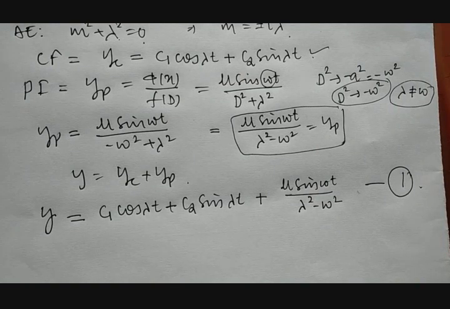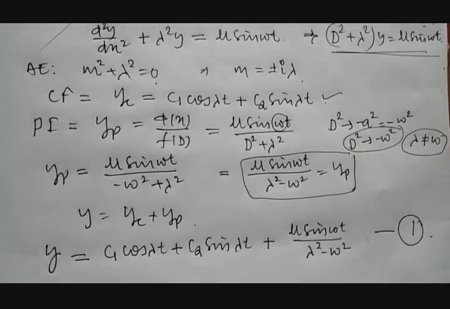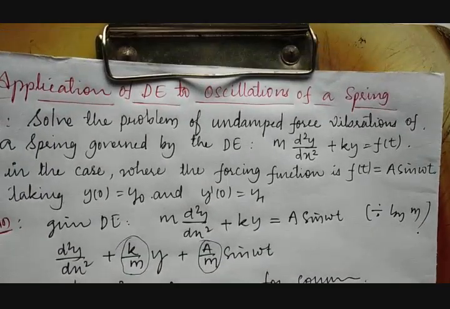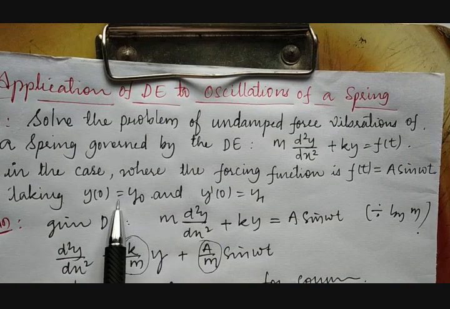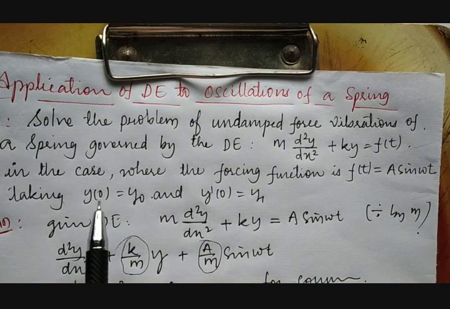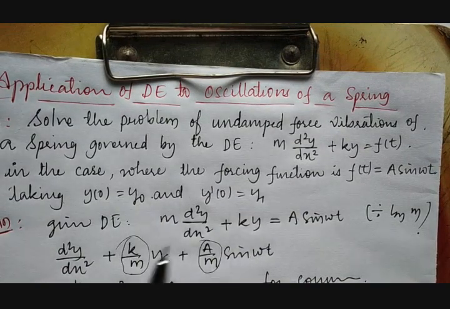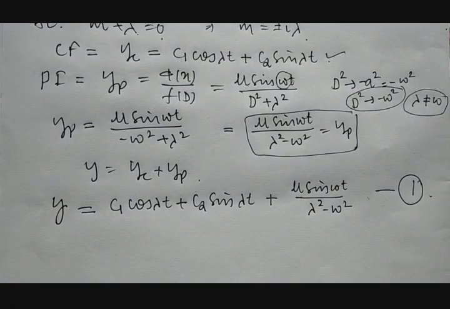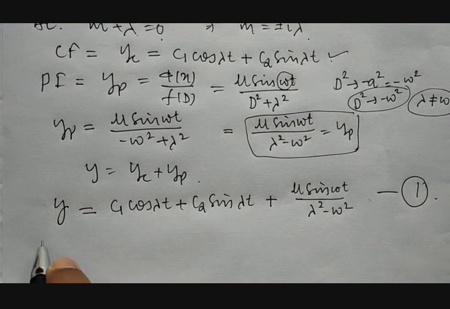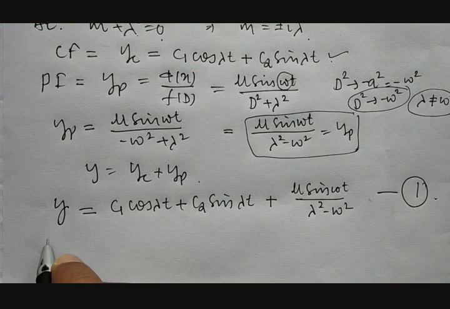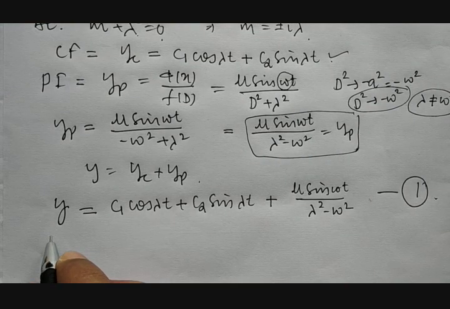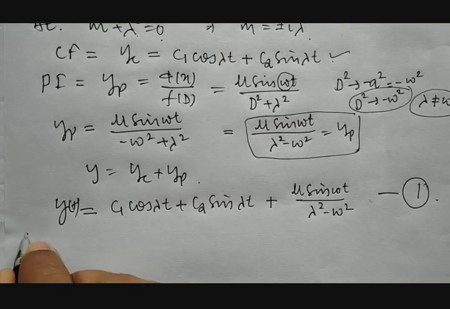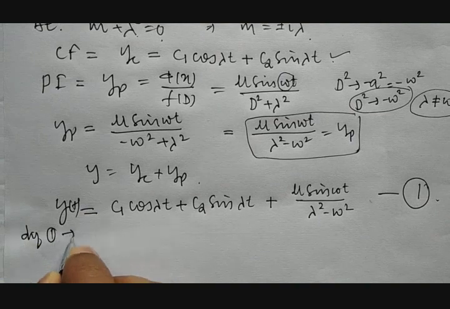Okay, why only equation number 1? Why not we finish it off with this equation only? Because you can see in the example, when the conditions are given, the conditions are given for y as well as for y dash. Means y dash is also essential. How do you get y dash? Y dash is nothing but differentiation of this with respect to t, because here t is a variable. So differentiate equation number 1 with respect to t.